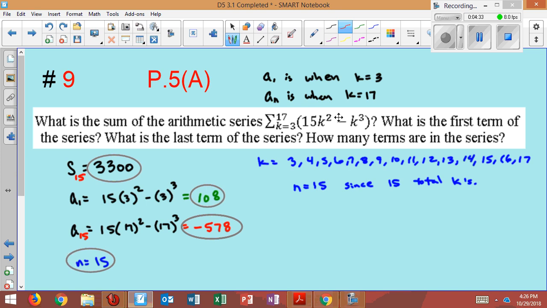So again, how you can get that is you just subtract and then you add 1. So 17 minus 3 is 14, add 1 is 15.